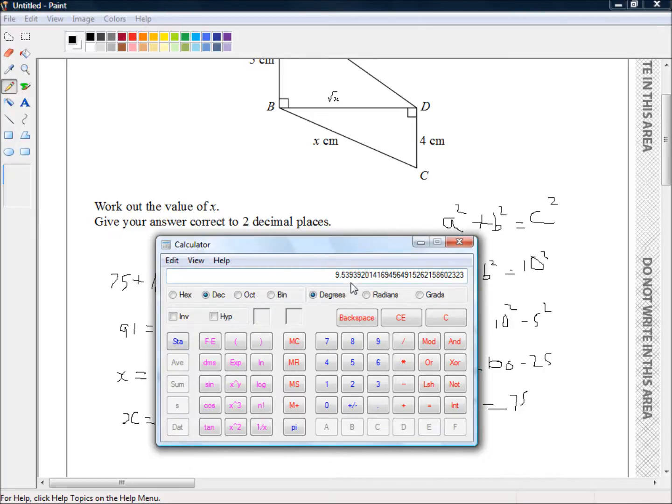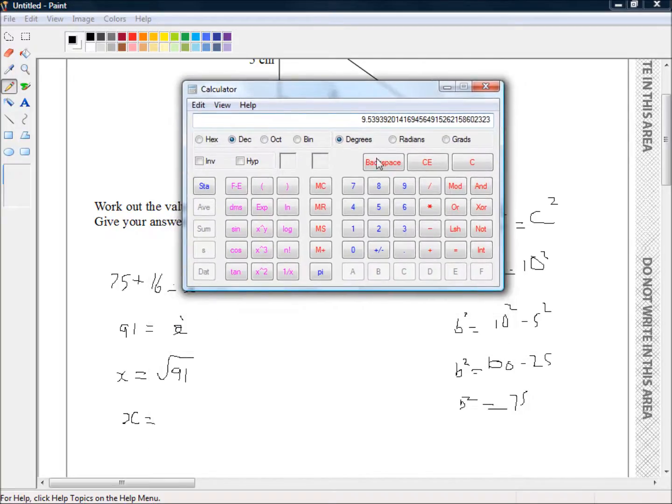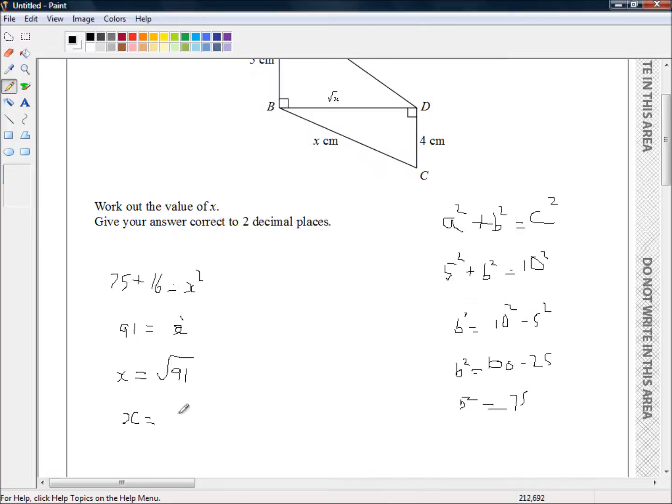Okay, so this is 9.54 correct to 2 decimal places. So we've got the first decimal place is the 5, the second decimal place is the 3, but the number immediately after the 3 is a 9, so that 3 is going to round up, and that is going to become a 4. So this is 9.54.